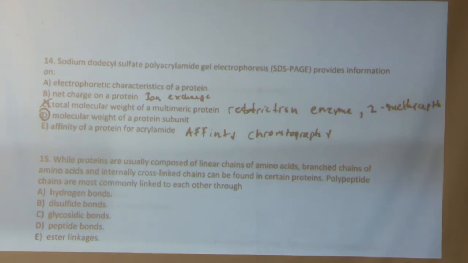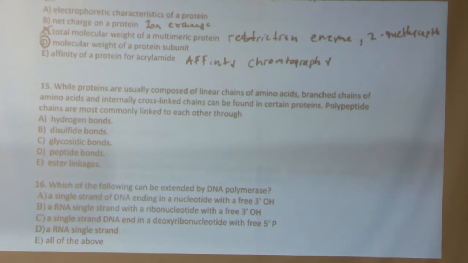No? Okay, so number 15. While proteins are usually composed of linear chains of amino acids, branched chains of amino acids and internally cross-linked chains can be found in certain proteins. Polypeptide chains are most commonly linked to each other through disulfide bonds. So that kind of correlates with the previous question.